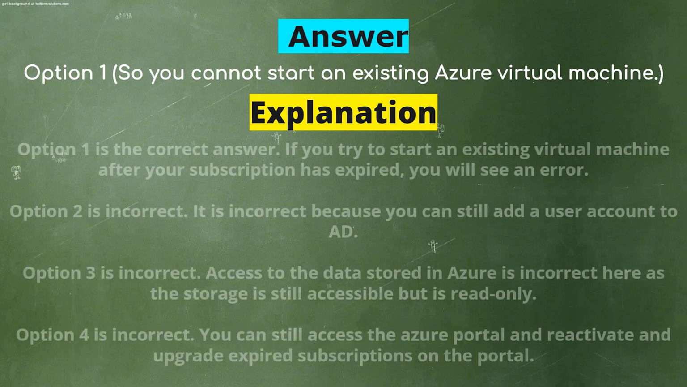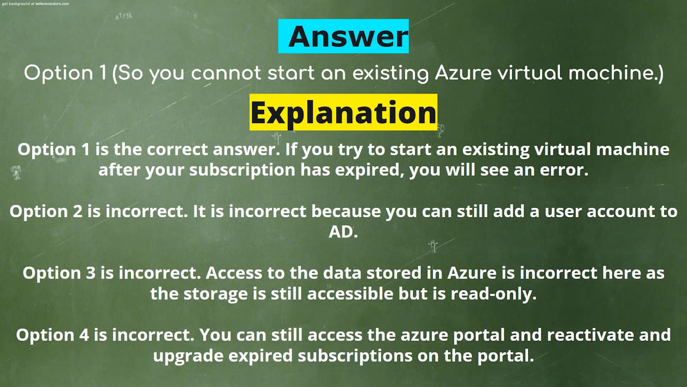Explanation. Option 1 is the correct answer. If you try to start an existing virtual machine after your subscription has expired, you will see an error. Option 2 is incorrect. It is incorrect because you can still add a user account to AD. Option 3 is incorrect. Access to the data stored in Azure is incorrect here, as the storage is still accessible but is read-only. Option 4 is incorrect. You can still access the Azure portal and reactivate and upgrade expired subscriptions on the portal.